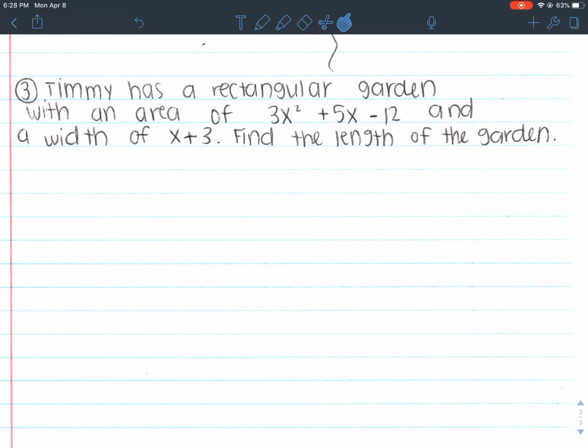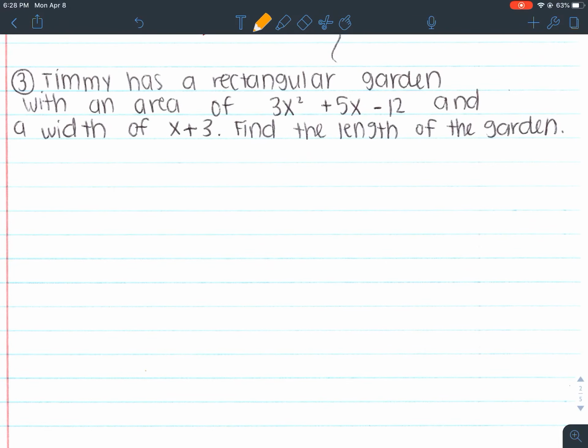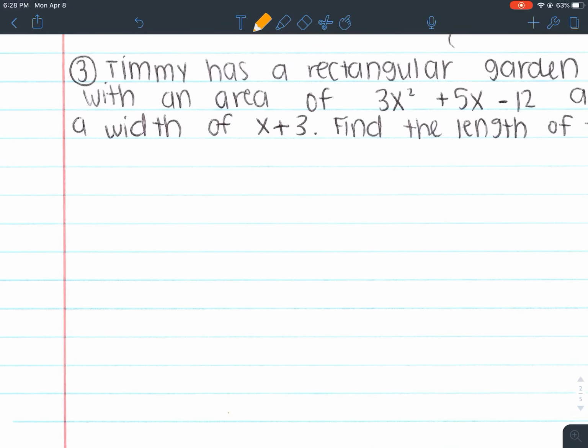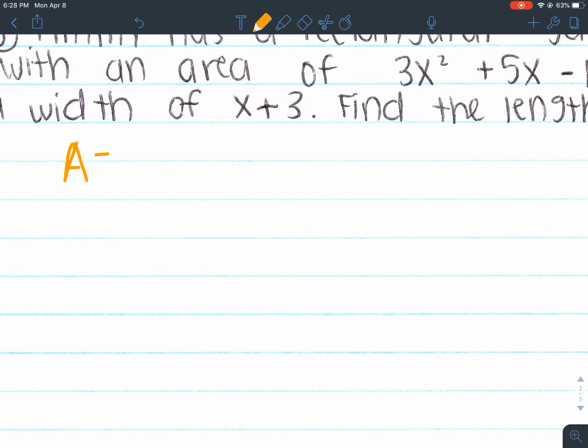All right. So let's move on. So we have Timmy has a rectangular garden with an area of 3x squared plus 5x minus 12 and a width of x plus 3. Find the length of the garden. All right. So first we're talking about area and length and width. So let's find the area formula. Area is length times width.